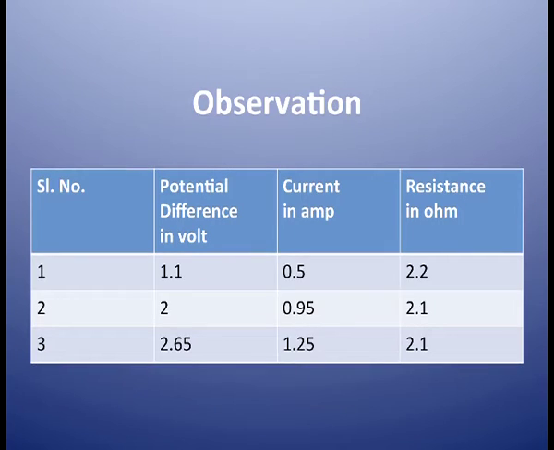We have taken 3 readings. During the first reading, the potential difference was 1.1 volt, the current reading was 0.5 ampere. In the second case, the potential difference was 2 volt, the current recorded was 0.95 ampere. In the third case, the potential difference recorded was 2.65 volt and the current recorded was 1.25 ampere.